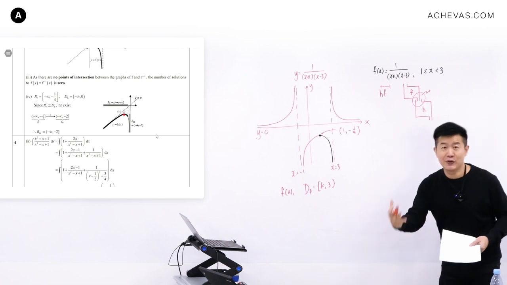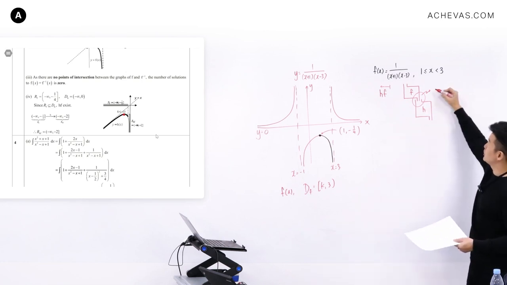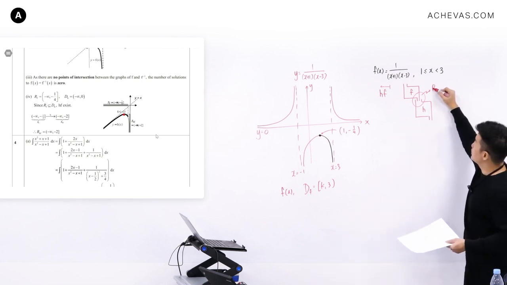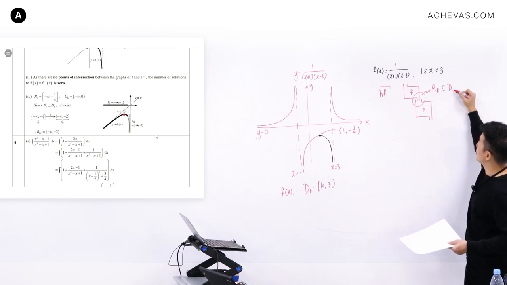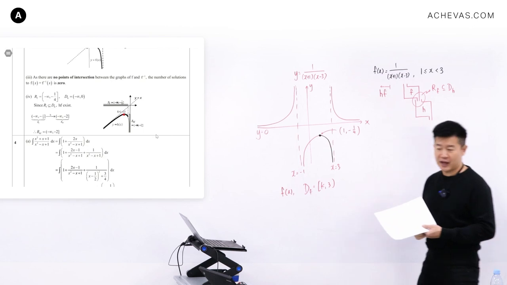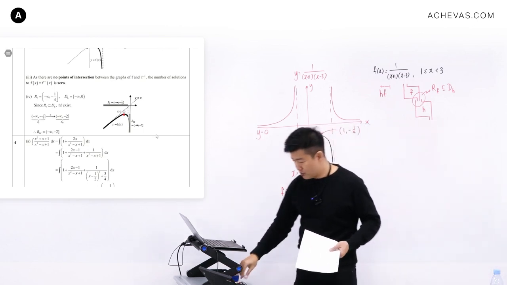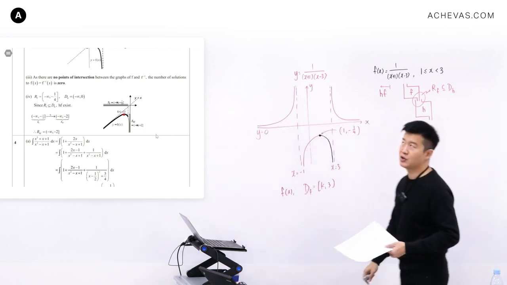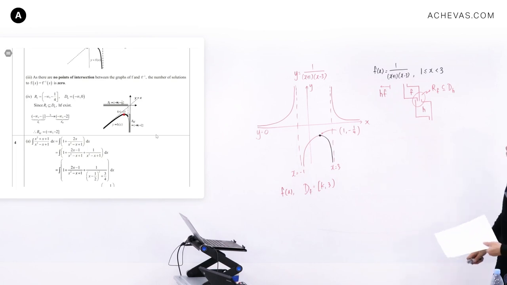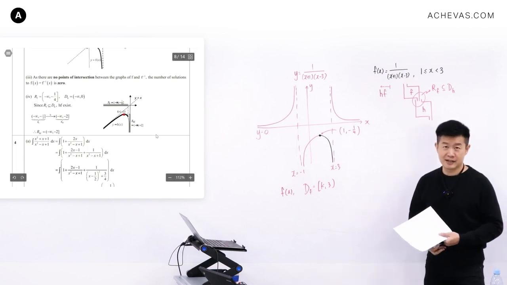So if this composite function were to exist, then I want to make sure that everything that comes out from F must be able to go entirely into what H can receive. The range of F must be a subset of the domain of H.